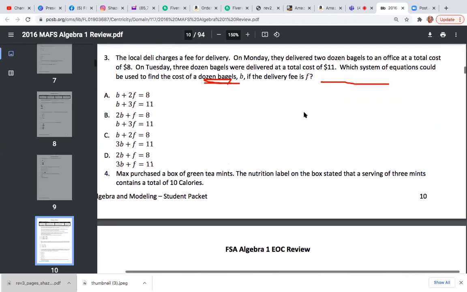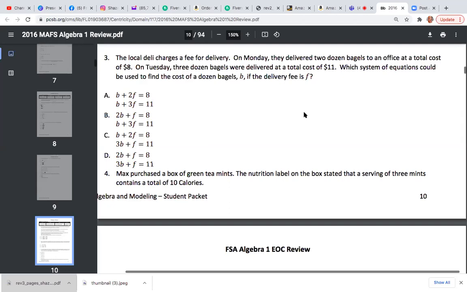Now, guys, again, we're going to use some critical thinking skills right here, okay? This one is a system of equations, so let's try to do it. The local deli charges a fee for delivery. On Monday, they delivered 2 dozen bagels to an office at a total cost of $8. On Tuesday, 3 dozen bagels were delivered at a total cost of $11. Which system of equations could be used to find the cost of a dozen bagels, B, if the delivery fee is F?